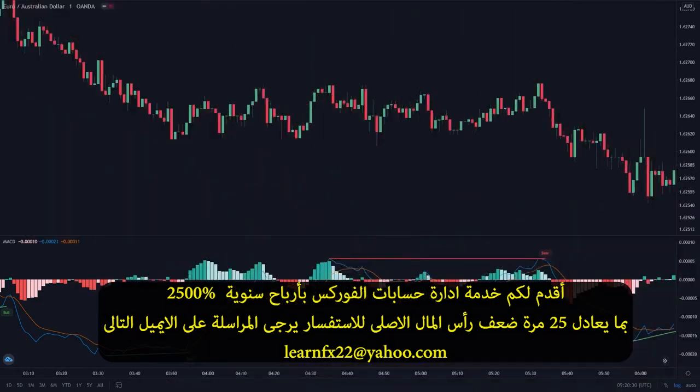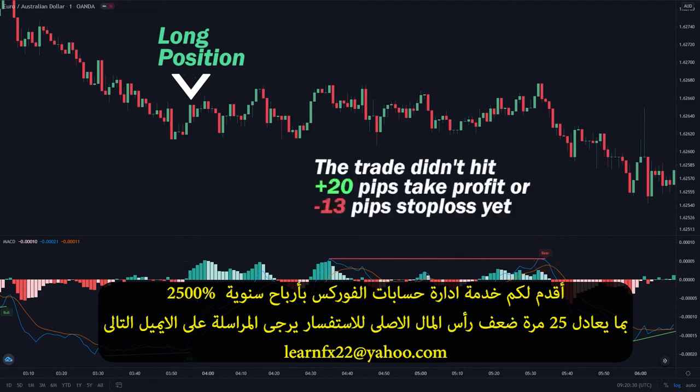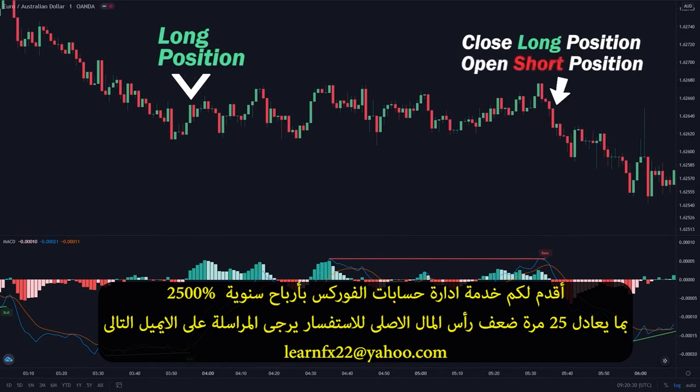For example, let's say the indicator displays a bull sign, meaning I would take a long position. If the indicator displays an opposite signal, in this case a bear, before the other 2 exit signals were met, I would close my original position and enter a new position based on the new signal.